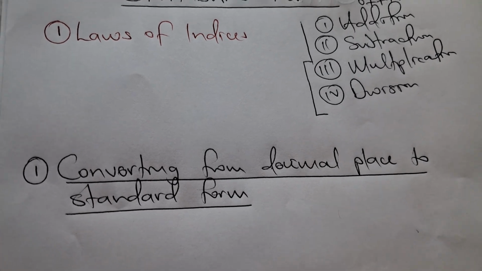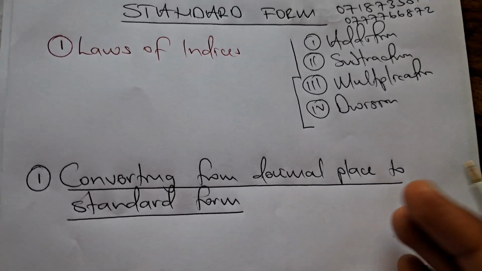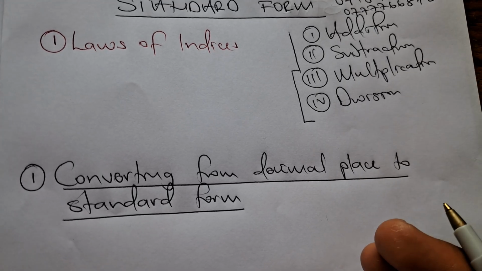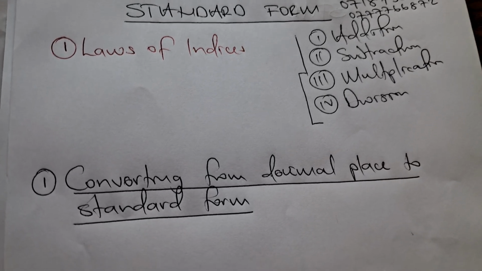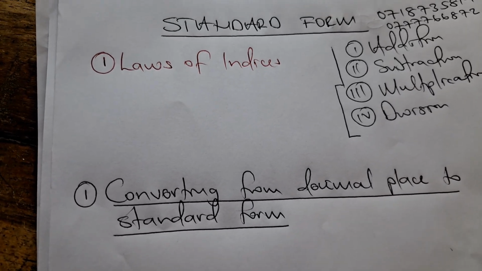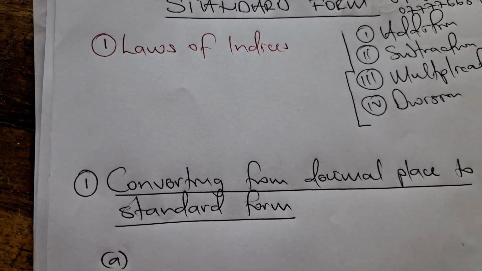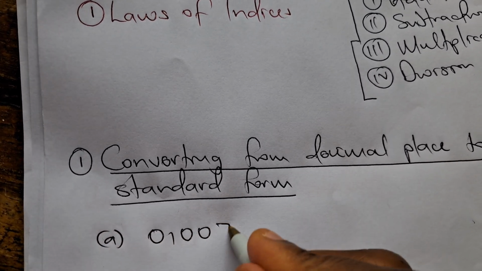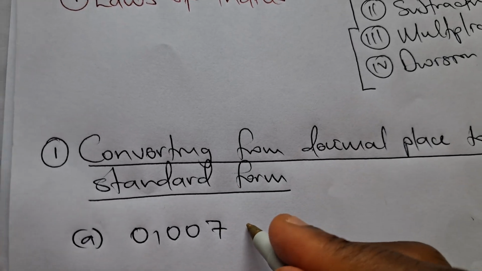Okay, so I've explained the laws of indices. Now we are looking at converting from decimal place to standard form. So what are you given? You're asked to convert, for example, item A, 0.007 to standard form.